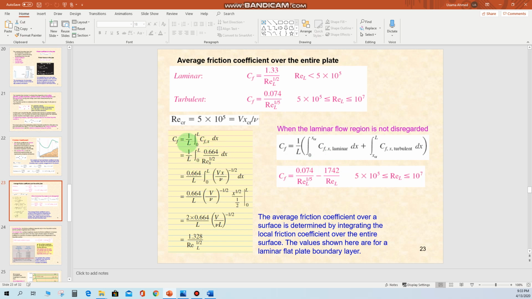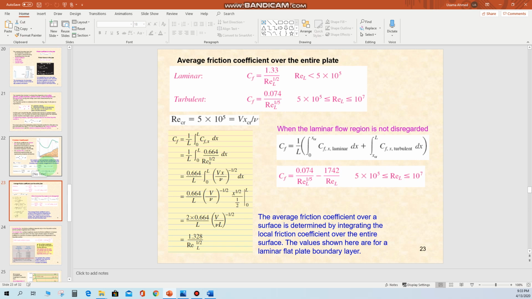For example, here we have the equation for the local friction coefficient, and then we do the integration over the entire length of this flat plate, and the value for the friction coefficient for the entire surface comes out to be 1.328 divided by Reynolds number power 1 by 2. So this is the same equation that we get here.